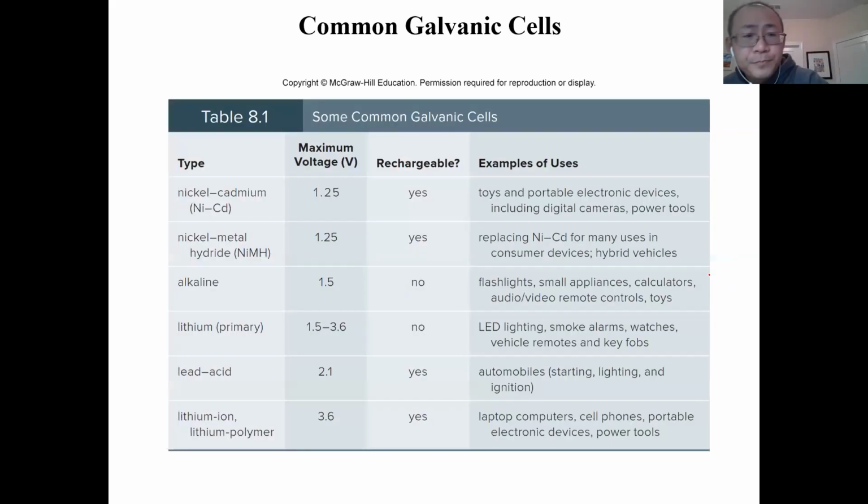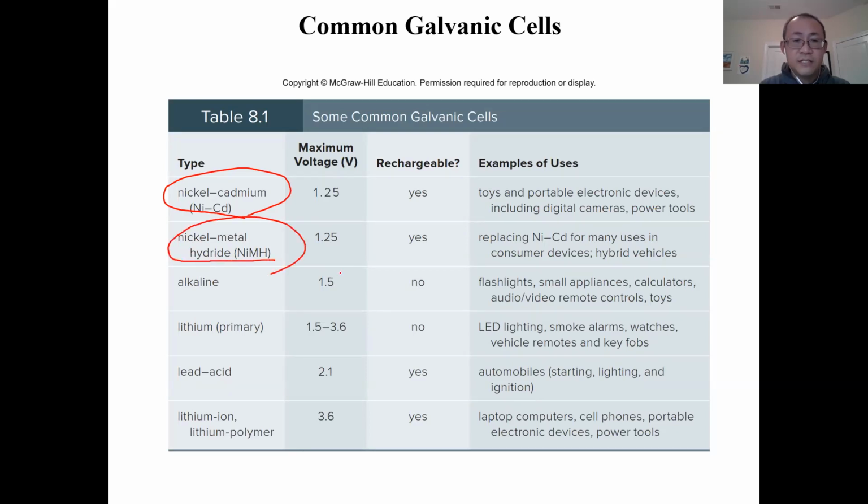Okay, now after that, let's take a look at some of the common galvanic cells we basically encounter in our daily lives. This chart shows you some common galvanic cells, including the nickel cadmium cell. The voltage is around 1.25, and it is a rechargeable cell. Later on, we're going to talk briefly about what makes a battery rechargeable. And normally, nickel cadmium cells are in power tools, digital cameras, and toys, etc.